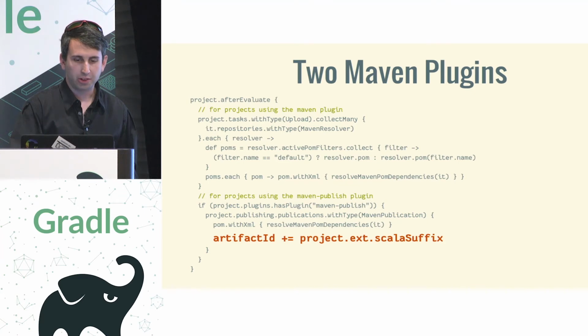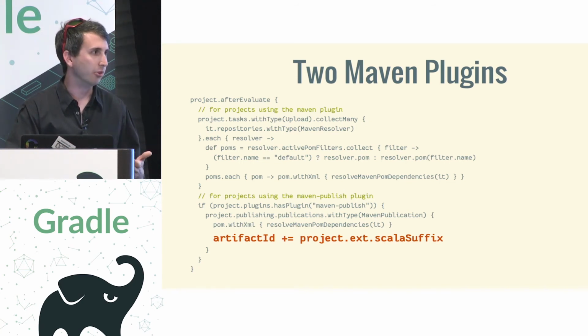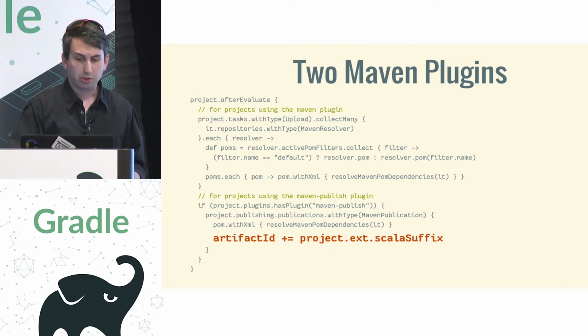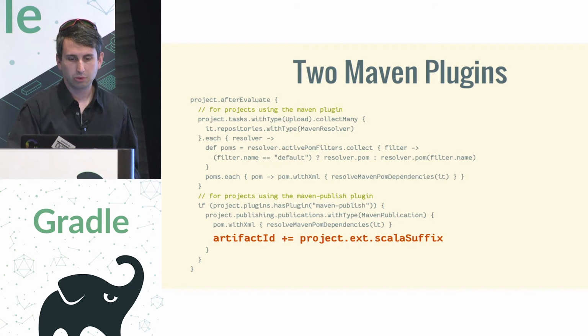I also wanted to point out this line. For the Maven Publish plugin, it seems to set the artifact ID based on the project name, which in this case wouldn't have the suffix on it. Previously, we would add the suffix to our project names just to get it onto the artifact. But the Maven Publish plugin uses the project name, and so I needed to add the Scala suffix here. For the Maven plugin, it used the artifact name, which I had already set elsewhere in the plugin. So a slight difference between those two plugins.